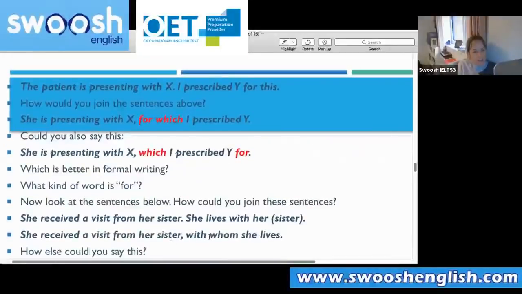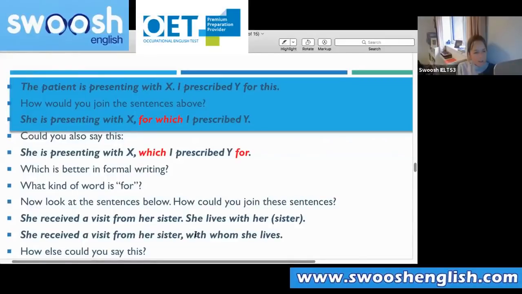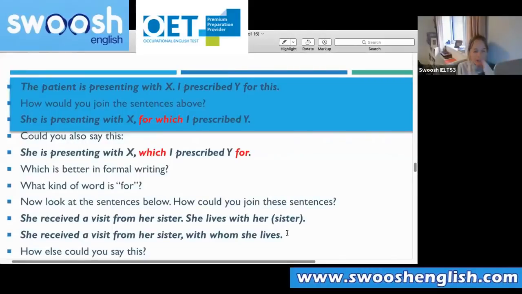How else could you say this? If this is formal, could we put it in an informal way? Anyone? Remember which one is the preposition here? With. Okay, remember for informal language, where does the preposition go? At the end of the sentence. So what would it be, Malak? Whom she lives with. Yes, or who she lives with also.